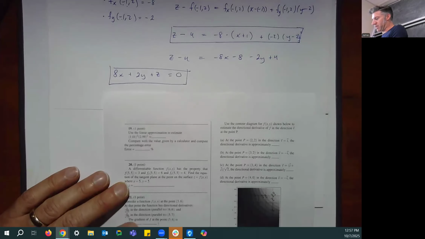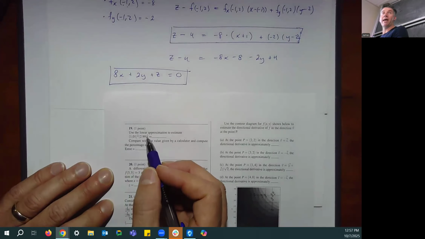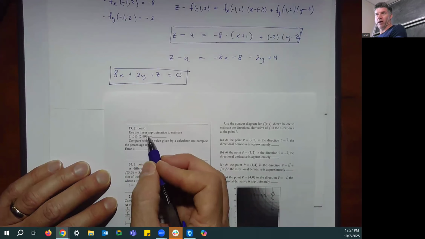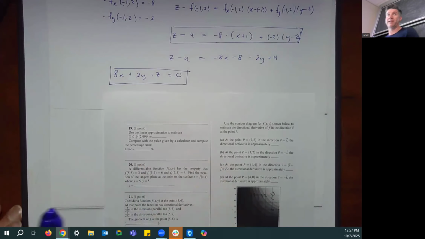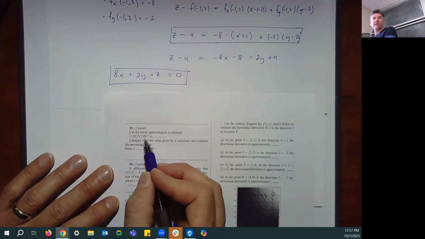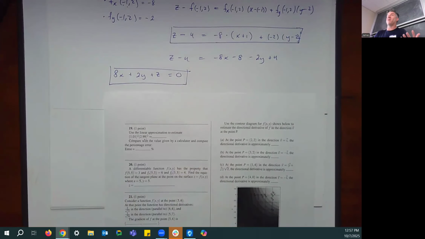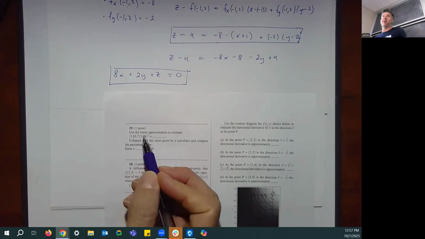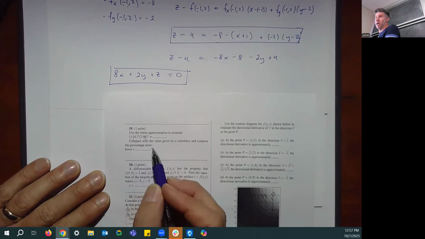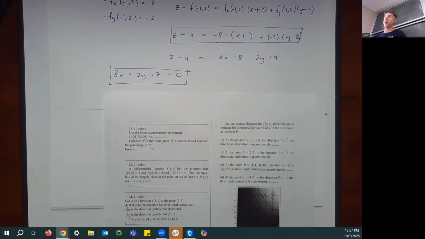So it says use a linear approximation to estimate 1.01 squared times 2.99 squared. So your job first is to identify the function that we'd be using. I'd probably say it's x squared times y squared. And then the nice value that we should be using for x and y is obviously 1 and 3, the values that are close to 1.01 and 2.99. I will also point out this question additionally asks you to find the percentage error. So the way you're going to calculate the percentage error is, we should probably just do an example.